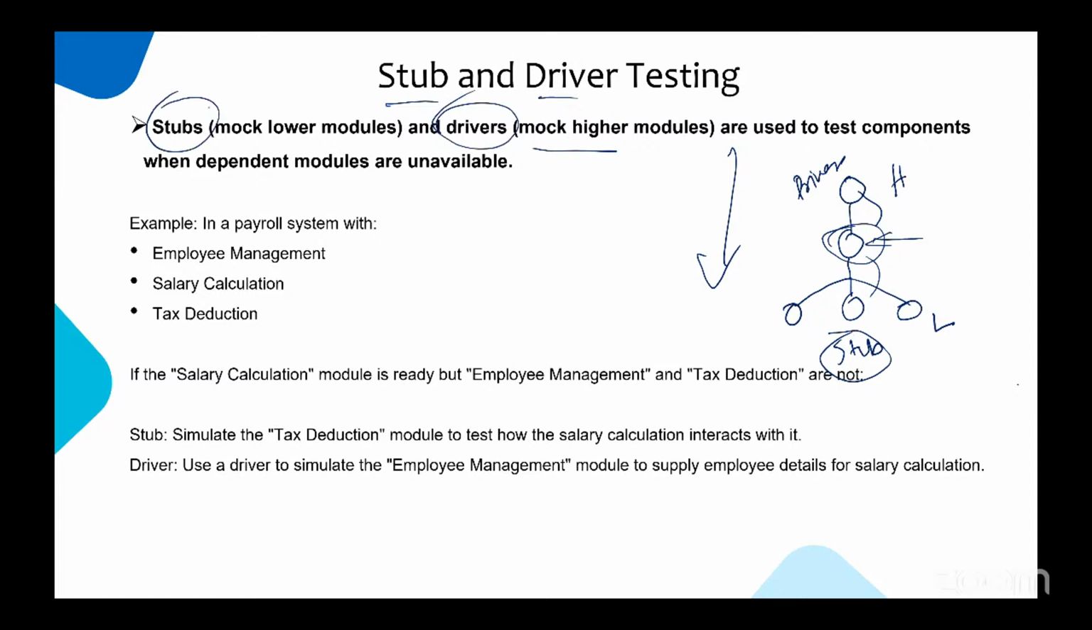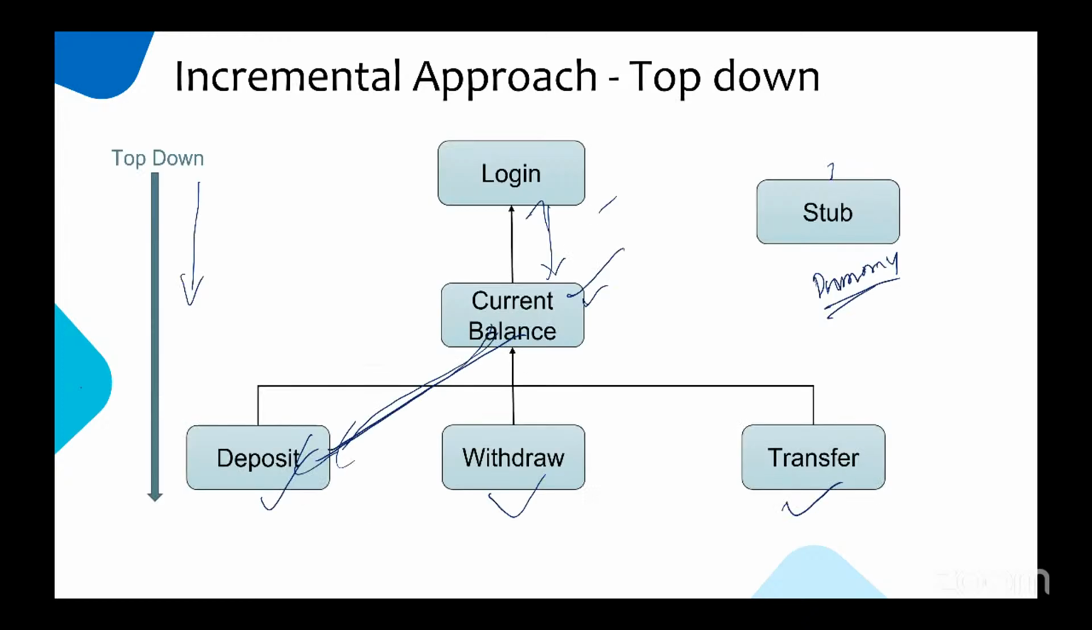In this example, let's assume this is the salary calculation, and you want to test it. This module is ready, but the employment management or the tax deductions are not ready. So what we will do is create a stub and create a driver. This is going to be a driver, this is going to be a stub, and we will test it. They will put the application together and give it to us. Almost this is like an upgrade of the top down approach if you start in the middle.